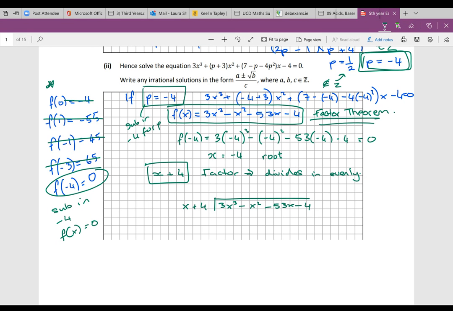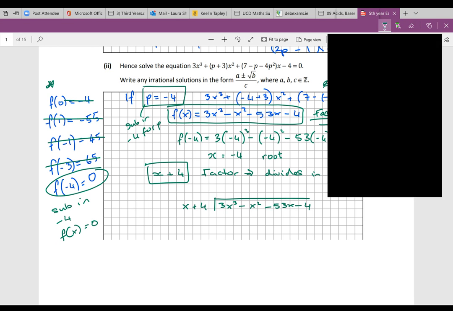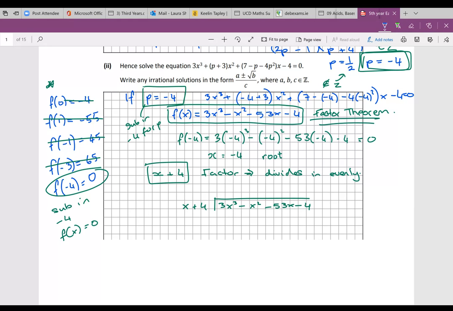When I divide this in, I'll change my pen again. x into 3x cubed gets me 3x squared. 3x cubed minus 1x squared. Subtract that, so subtract, that'll be add.